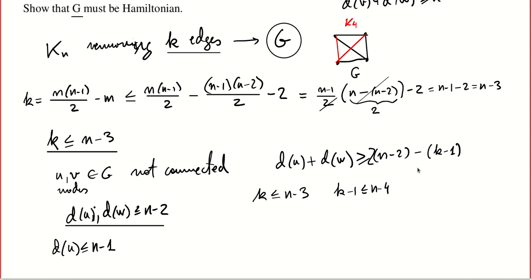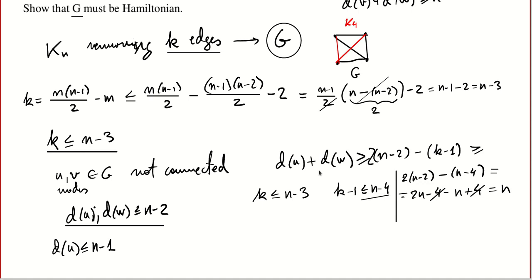So if we replace k minus 1 by an upper bound, and it's being subtracted, then what we have is a lower bound. So this is larger than or equal to 2n minus 2 minus (n minus 4). Okay? And now we can expand this. We have 2n minus 2 minus n plus 4. Simplify, and this is n plus 2.